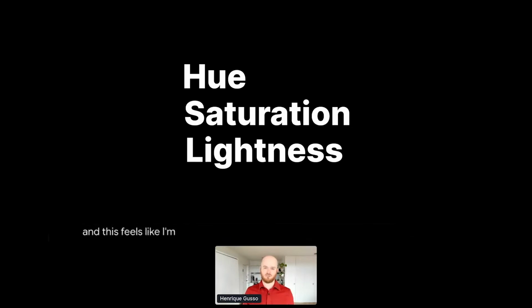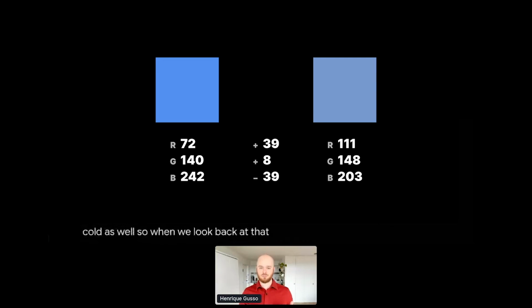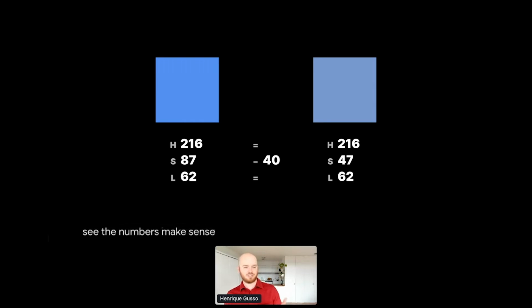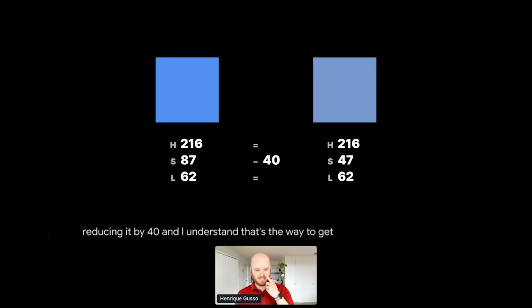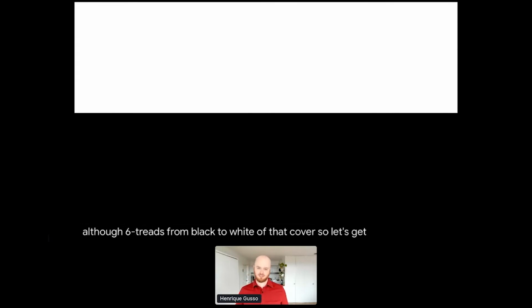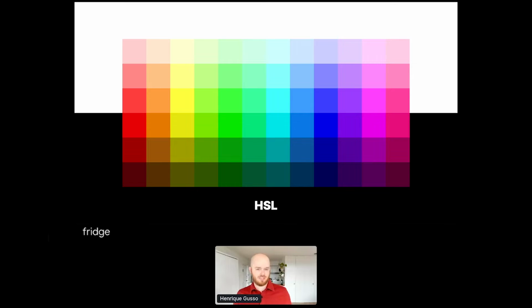And this feels like a much more natural way to talk about color and to manipulate it with code as well. So when we look back at that desaturated blue, if we represent it in HSL, we see that the numbers make sense now. I am manipulating the saturation channel, reducing it by 40, and I understand that the way to get a less saturated color is reducing the saturation. And this is the goal, right? In this example, we used saturation, but in our tool, we want to manipulate the lightness level and create all those 6 shades from black to white of that color. So let's say that we wanted to get 12 colors across the whole color spectrum and generate 6 levels of lightness for each. This is what you'd get with HSL.